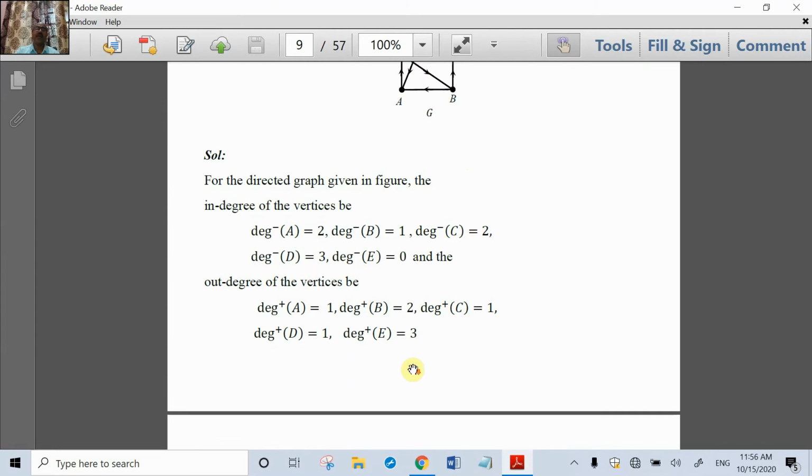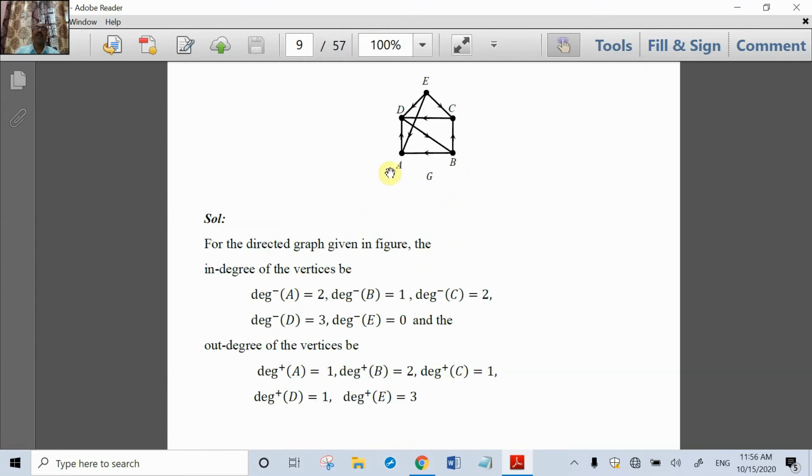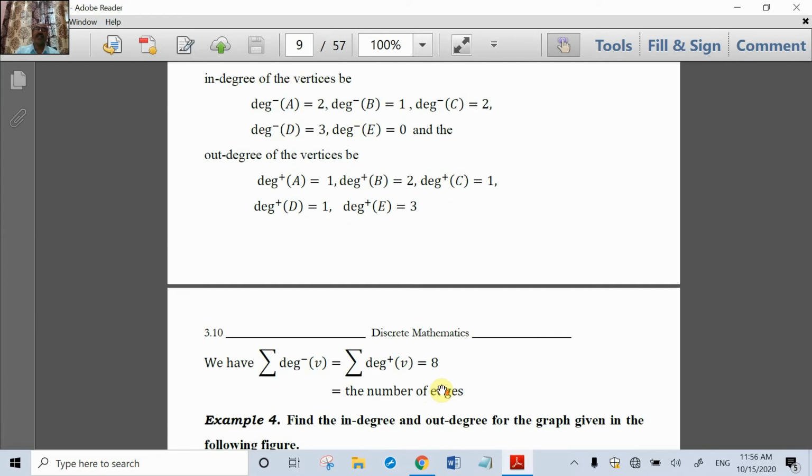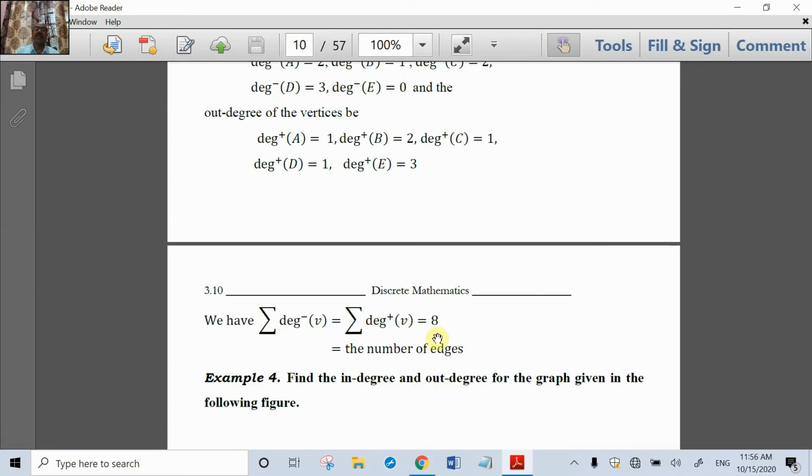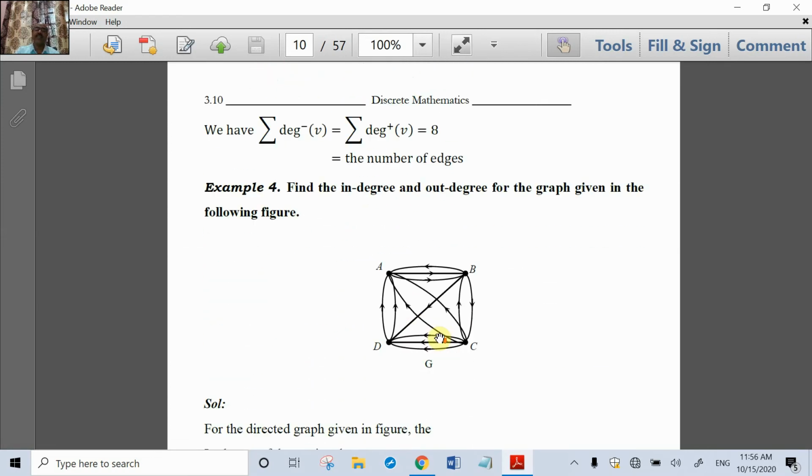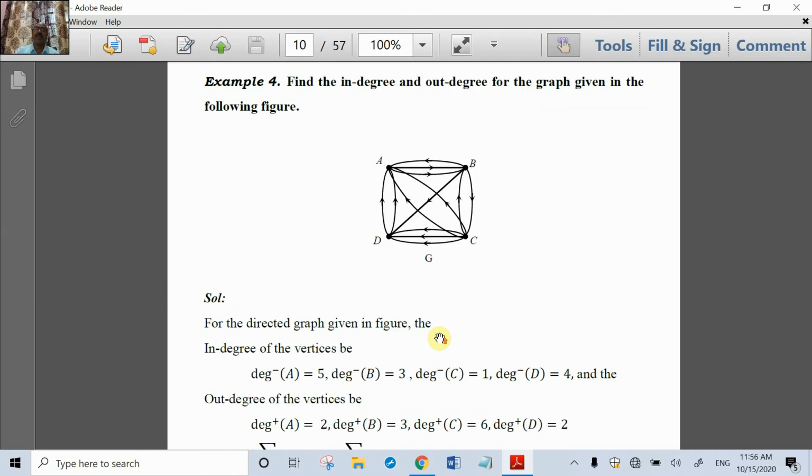Now out degree of A. How many outside? 2. For B, outside 2. For C, outside 1. For D, outside 1. For E, outside 2. Therefore, these are out degrees. Now see, sum of in degree equals sum of out degree equals number of edges. Similarly, find for this graph.